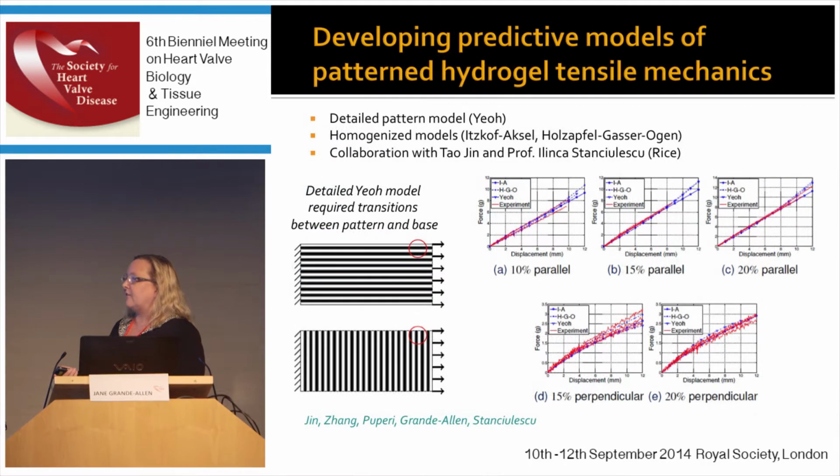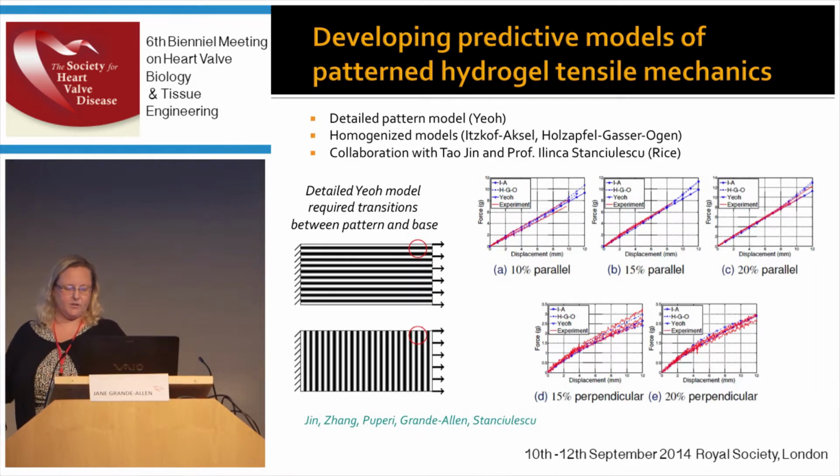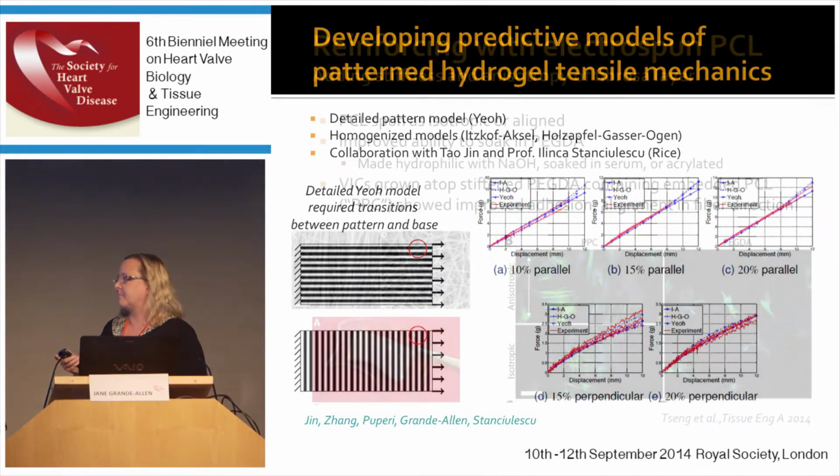So in order to try and make them stiffer, we've been moving towards doing some predictive modeling of hydrogel tensile mechanics in collaboration with a friend of mine who's a civil engineer who happens to be really good at modeling hydrogels. So we've applied several different models, whether it's a detailed pattern model where we discretely define these stripes, reinforcement patterns, or more homogenization models. And so I'm not going to get into this data so much as to just let you know that hopefully computational modeling can be used to improve engineered tissue development or scaffold development.